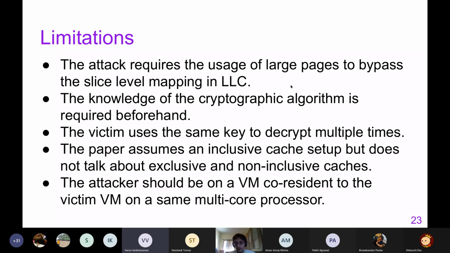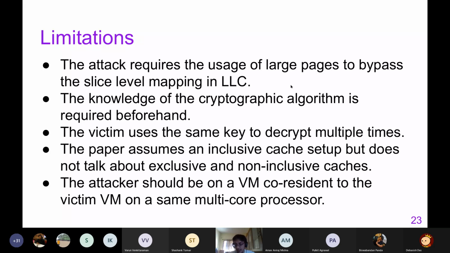I'm just trying to critically review this paper from the perspective that these attacks are quite possible when you have an inclusive cache. Are the authors, because they want to publish this idea, coming up with a simulation environment that is conducive for them to create an attack? If it's an exclusive cache, do you think these attacks can actually happen?